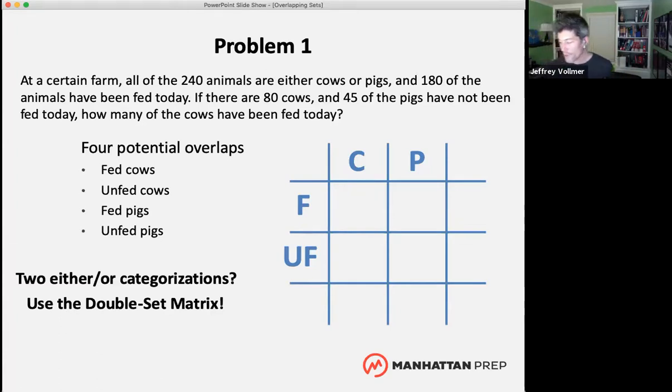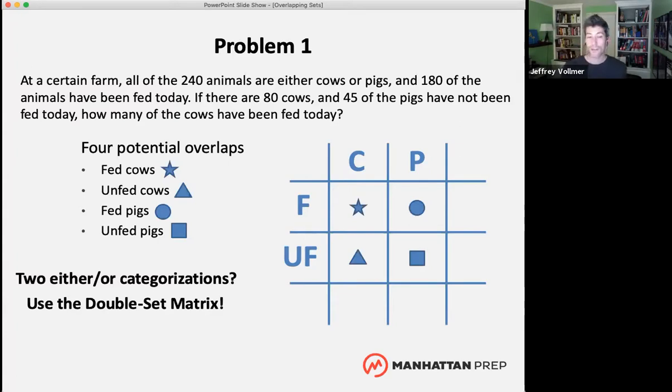All right, so this is going to allow us to label all the four overlaps. The fed cows go in the top left. The cows that are unfed go right below that. Same thing for the pigs that were fed and the pigs that were unfed.